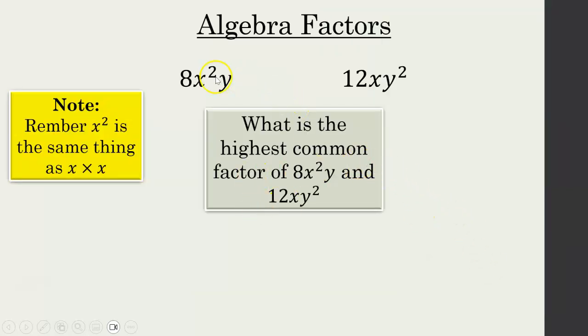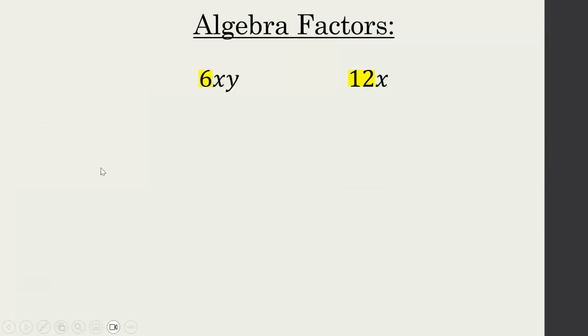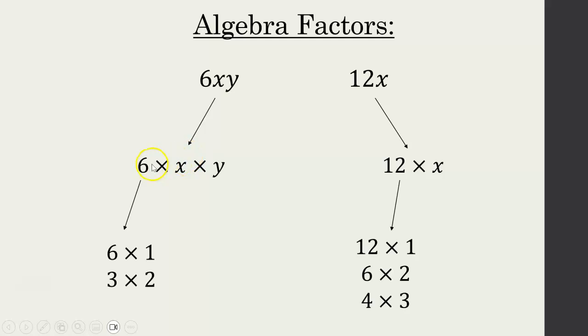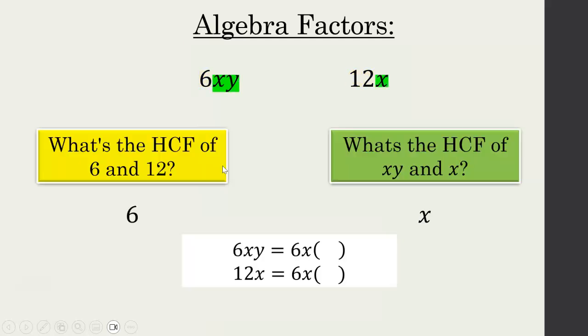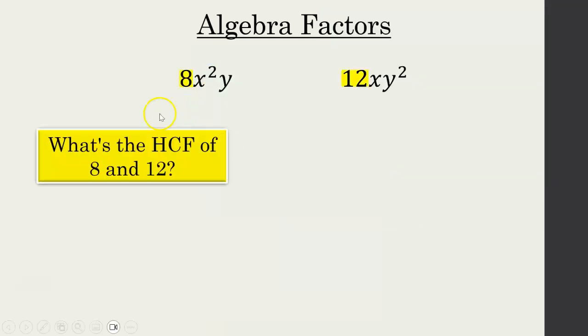Little bit of a trickier example now. We have an x squared and a y squared. So what is the highest common factor of 8x squared y and 12xy squared? Remember, x squared is the same thing as just x by x. So going back to this tree, if this was squared, it would be 6 by x by x by y. So if it was squared, it would just be times another x. Anyway, going back to the slide, first off, you look at the coefficient, the number in the front. That's what we always do. So what's the highest common factor of 8 and 12?